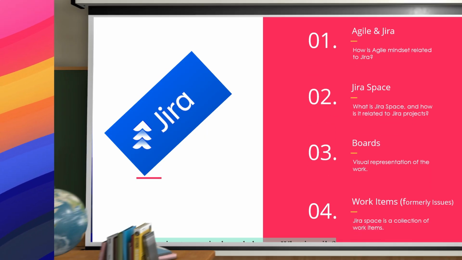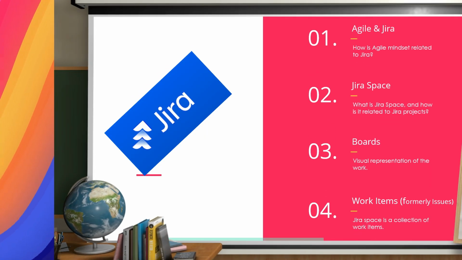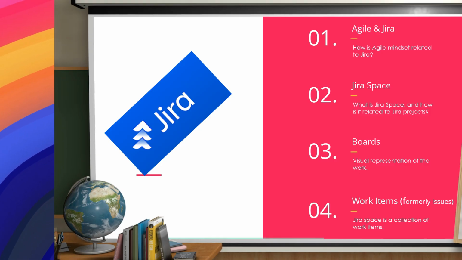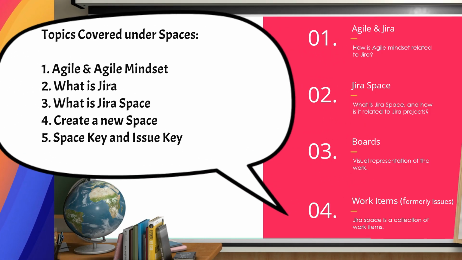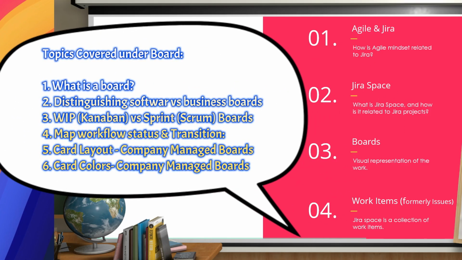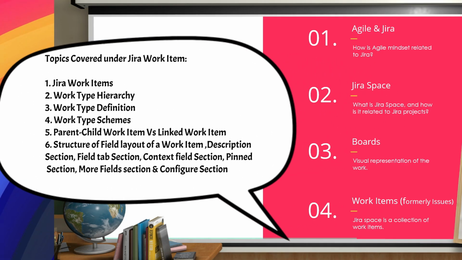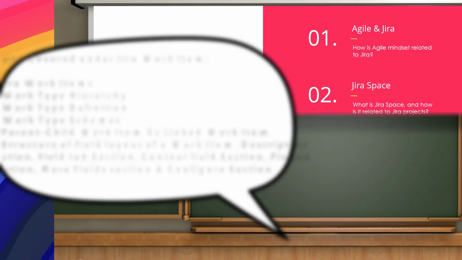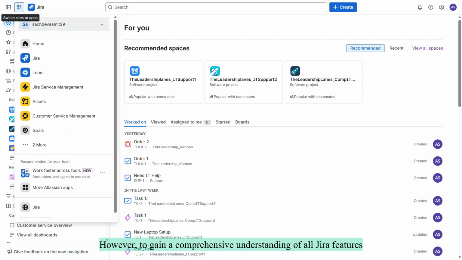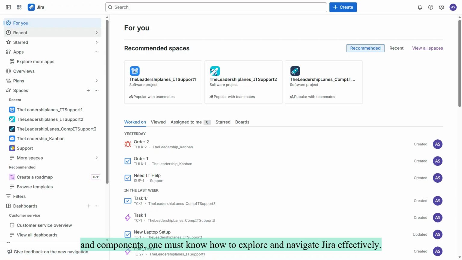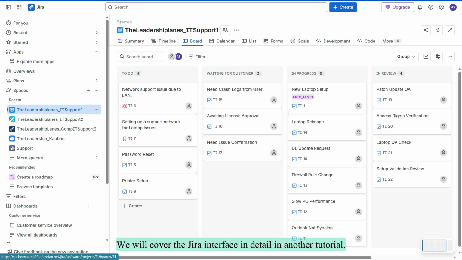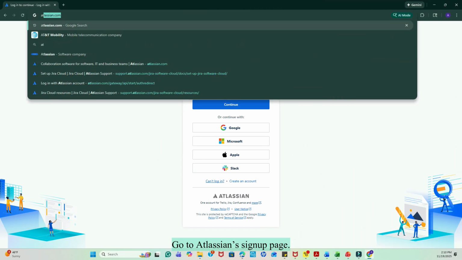We are going to acquire knowledge on what is Agile and how an Agile mindset and Jira are related. What is a Jira Space and why Jira projects are becoming Jira Spaces. How does a board display various types of issues in a software space? Last but not least, enriching different issues on a Kanban project. However, to gain a comprehensive understanding of all Jira features and components, one must know how to explore and navigate Jira effectively. We will cover the Jira interface in detail in another tutorial.